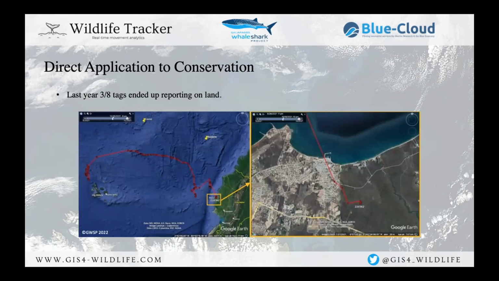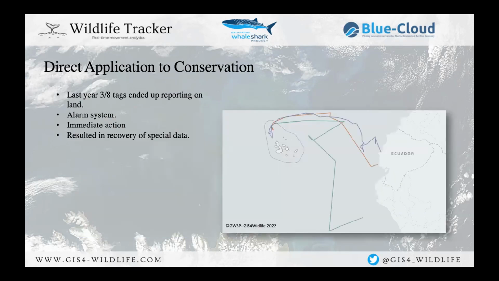With this alarm system that Bryan mentioned, we were able to create boundaries that would let us know when our whale sharks went in and out of these boundaries. So we created a boundary for the Galapagos Marine Reserve, and we created a boundary for land. So immediately as our whale sharks left the protected waters of the Galapagos Marine Reserve, we were alerted. And if our whale sharks appeared on land, we would also be alerted. And this is exactly what happened.